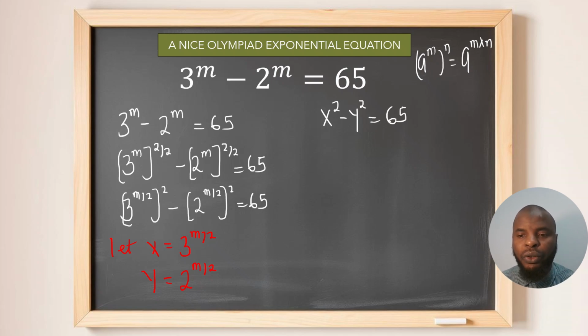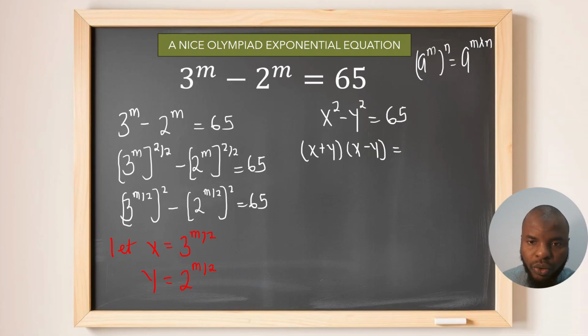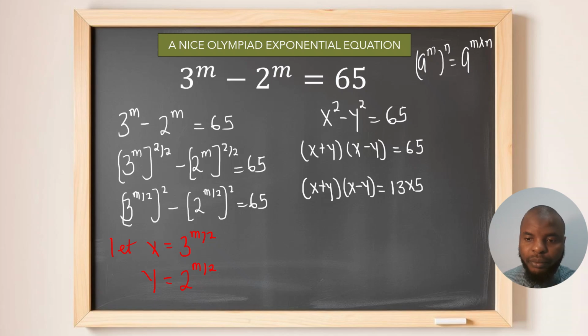And here, I'm going to use something we call the difference of two squares. So for the difference of two squares, x squared minus y squared can be written as (x plus y)(x minus y) equals 65. And this equation can be rewritten how? Okay, let me rewrite this. Here I'm going to have (x plus y)(x minus y) equals 65, which is the same thing as saying 13 times 5.